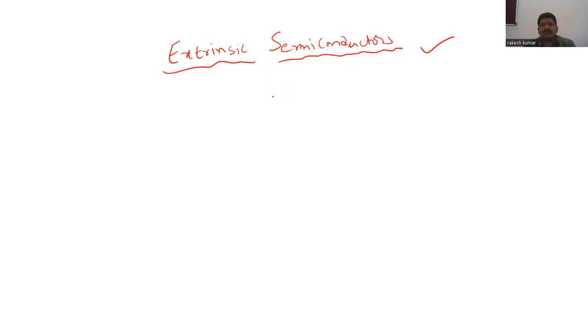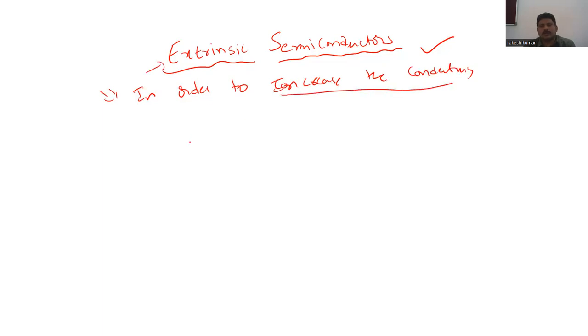Why are you going for an extrinsic semiconductor? What is the necessity? Why should we go for it? The main reason is to increase the conductivity. In order to increase the conductivity, we should dope the pure semiconductor with some impurities. So the main purpose of going for an extrinsic semiconductor is to increase the conductivity. We will see what is meant by doping, and why you should dope.